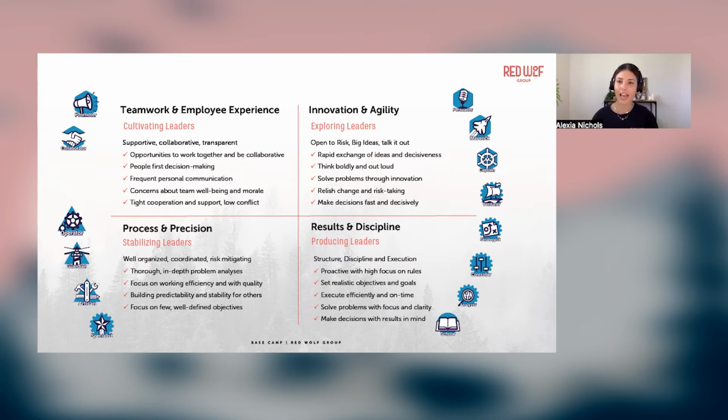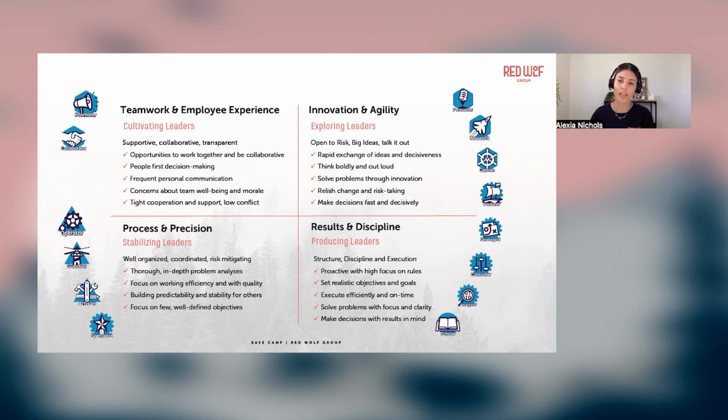Looking now at the bottom left, that's the process and precision quadrant. And here are your stabilizing leaders. So these are going to be the people in your team who are really well organized, coordinated, and actually a little bit more protective of risk. So they're going to protect the team from risk or protect the business. And that just might mean that they're a bit more focused on the data and the evidence and the research before they make decisions. So they're going to be quite thorough when it comes to problem solving and really focus in on that in-depth analysis. So for them, they're going to have that analytical and technical mindset. They're also going to have a really high focus on quality.